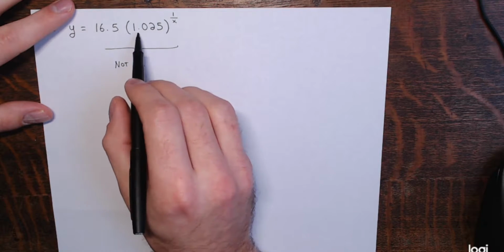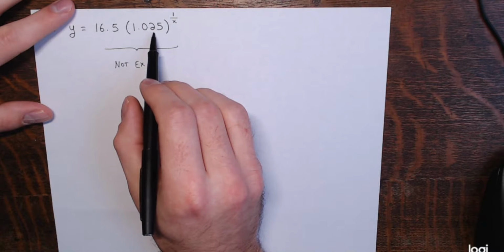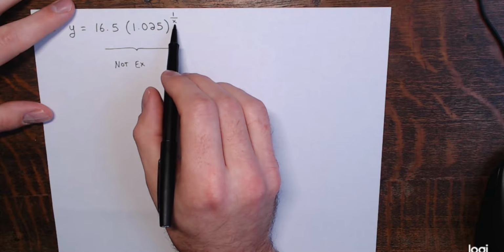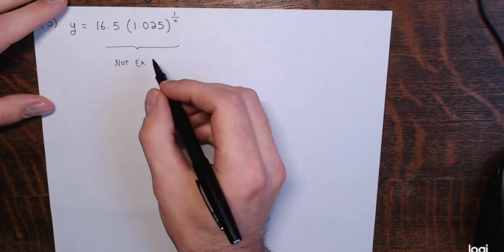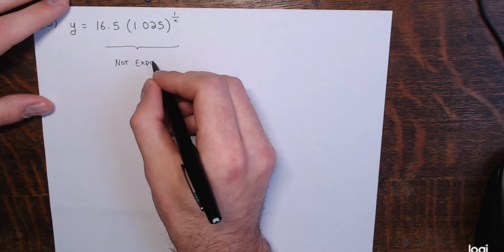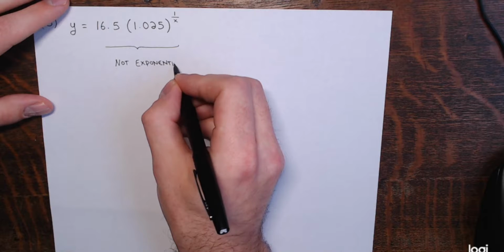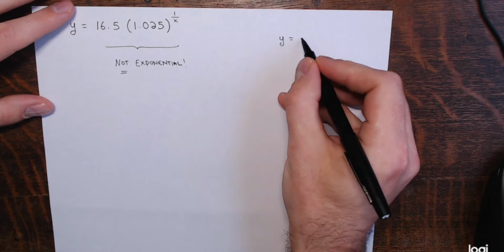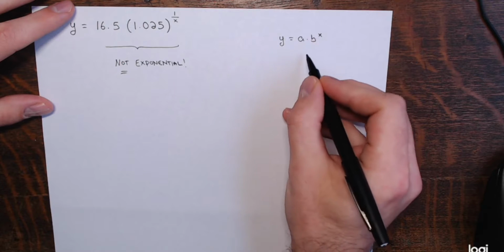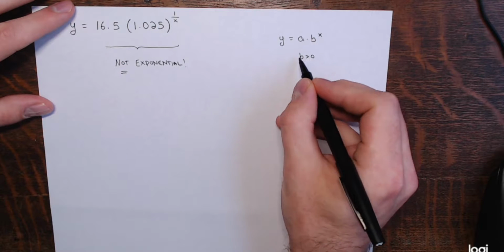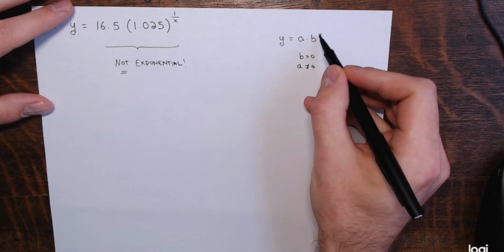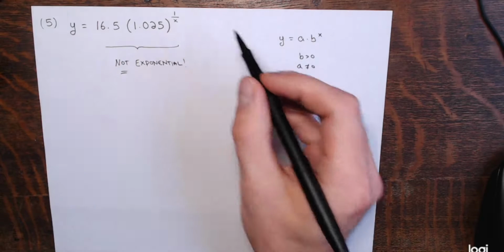I know that the base is a positive number that's not 1. And the exponent does have a variable, but you see that variable's in a denominator. That's not just x to the first power there. This does not satisfy our definition of an exponential function, right? That was y equals a times b to the x, where again b is positive, a is not 0, and it's just to the x power here, not 1 over x.